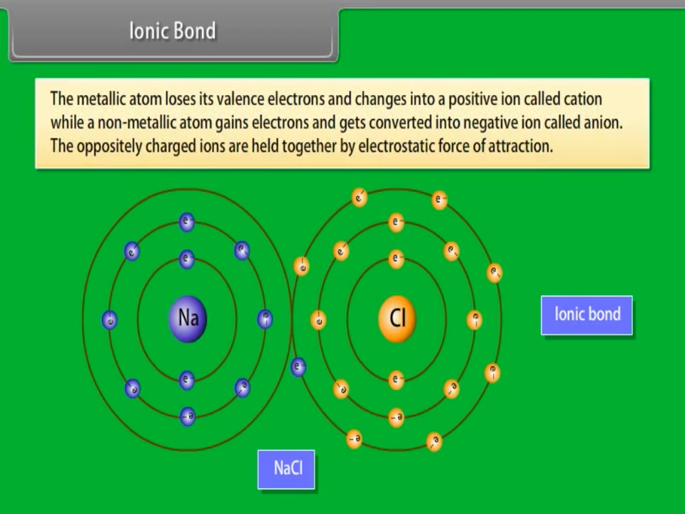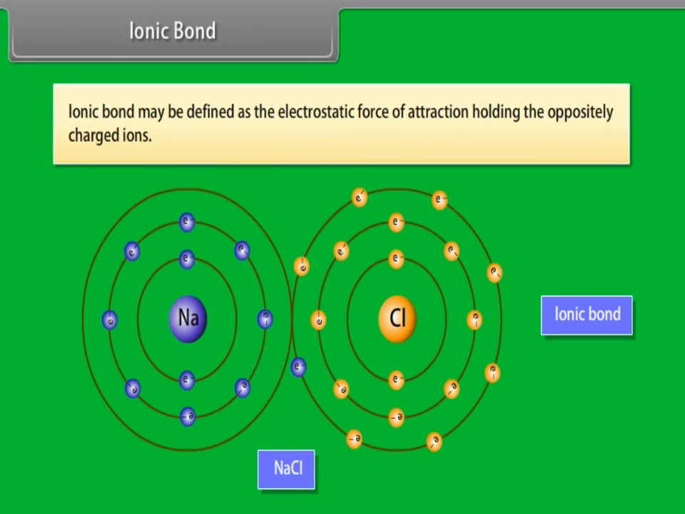The metallic atom loses its valency electrons and changes into a positive ion called a cation, while a non-metallic atom gains electrons and gets converted into a negative ion called an anion. The oppositely charged ions are held together by electrostatic force of attraction. Ionic bond may be defined as the electrostatic force of attraction holding the oppositely charged ions.